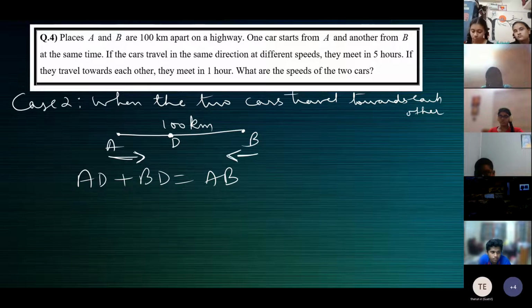If they travel towards each other, they meet in 1 hour. That means one car goes for 1 hour, and the other car also goes for 1 hour. At the end of 1 hour, they meet. That means they've traveled for 1 hour.